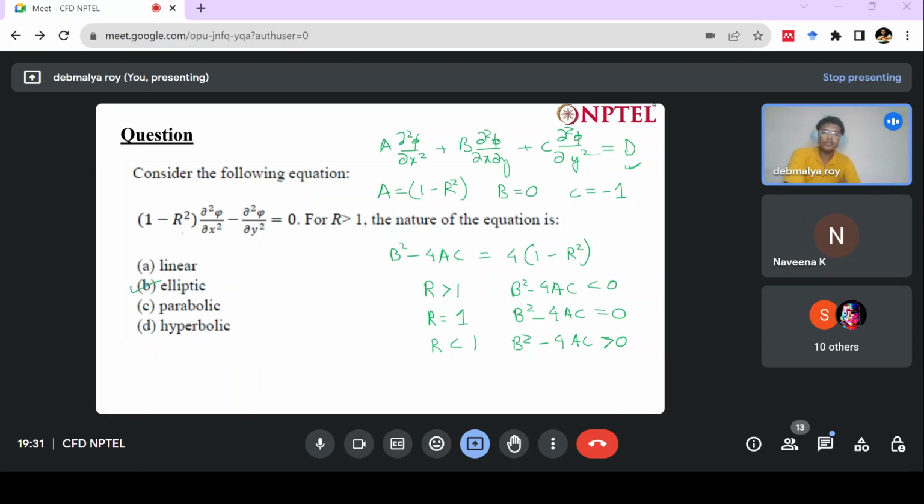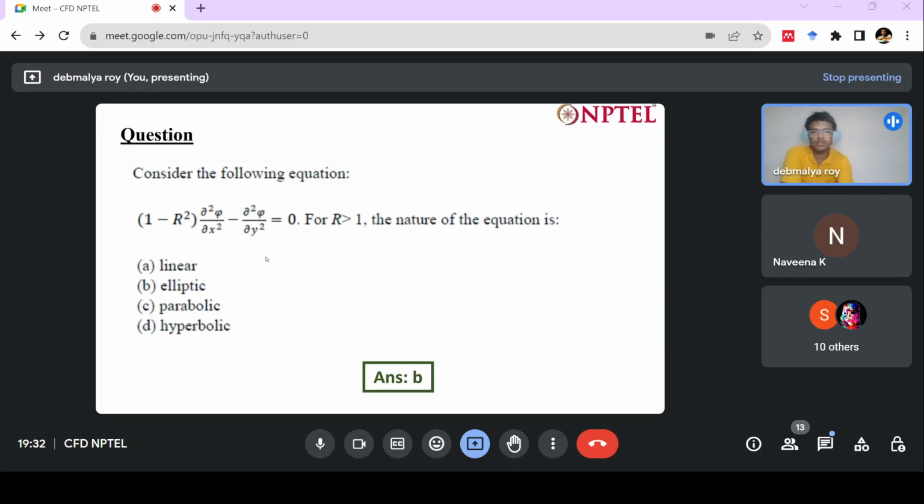A very similar type of equation you may find in supersonic flows, where this is basically opposite: Mach square minus 1. If the Mach number is greater than 1, you will have a hyperbolic equation. If Mach is less than 1, you would have an elliptic equation. So this term is basically opposite. In this case, this is elliptic. Okay, let's go to the next question.